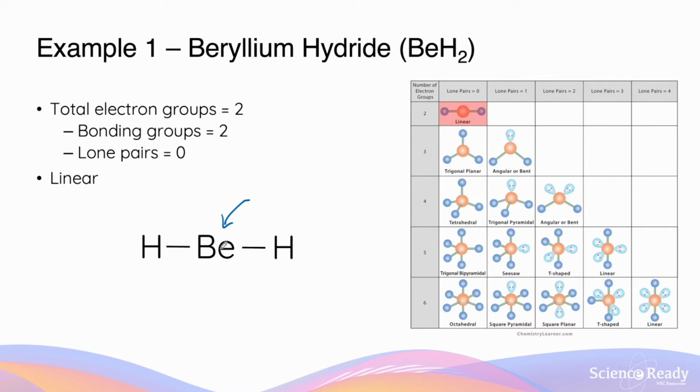Beryllium is in group 2, so it has 2 valence electrons. By forming the 2 covalent bonds, it has already exhausted all of its electrons, so it has no non-bonding electrons. So the bonding groups will be 2, and the lone pairs will be 0. By referring to this table here, we can see that this will adopt a linear structure. In the linear structure, the angle between the bonds will be exactly 180 degrees.